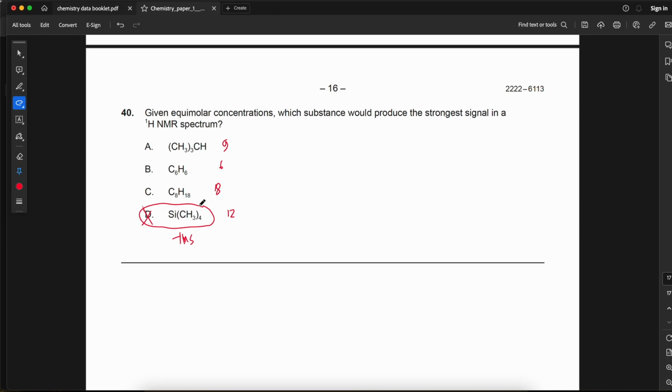Alright, so that's all for the explanation of Chemistry Paper 1 Higher Level, May 2022, Time Zone 2.